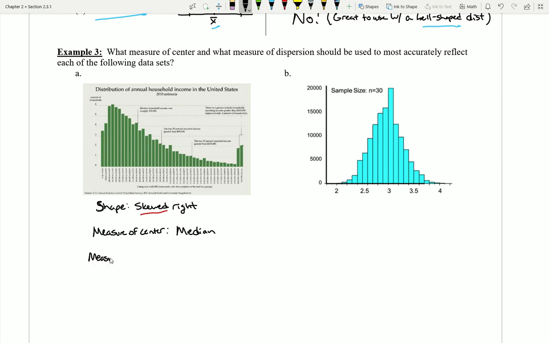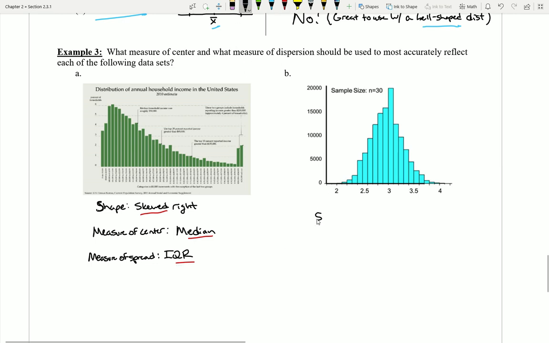So I'll say here, the measure of spread or measure of dispersion can easily be my IQR. Notice that once I establish skewed, I automatically have to write in these other values. I don't have a choice on those.